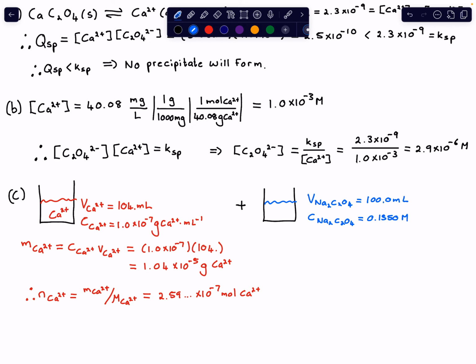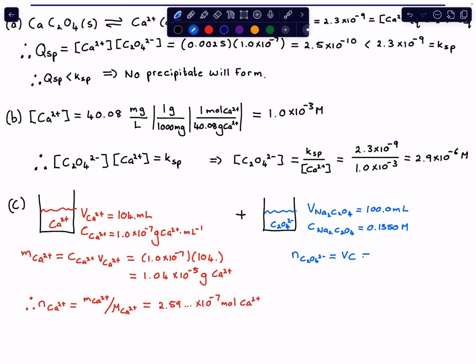How many moles of the oxalate do we have here? So how many moles of C2O4 2 minus do we have? Well, that we can calculate directly from our concentration and volume that we're given, because the volume and the concentration here is luckily in molar, so mole per liter, and we're given milliliter, so we can just convert that to liter.